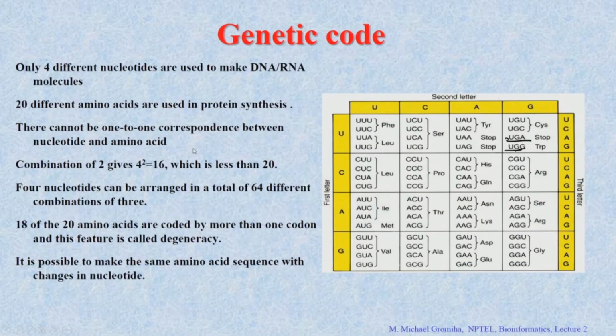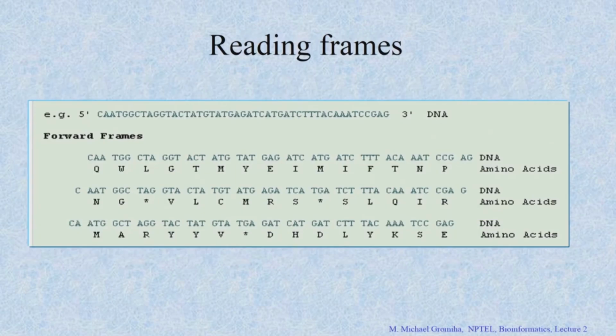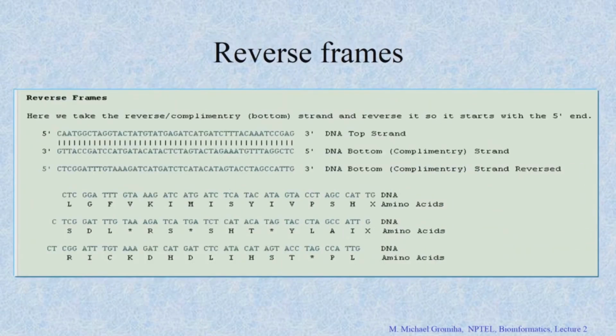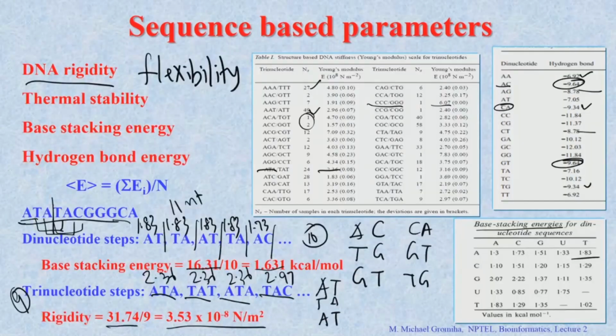Now, we have the transcription and the translation. So, you get the DNA sequence and the protein sequence, and then you have the 6 different frames, 3 forward frames and 3 reverse frames. Then we try to derive some structure and sequence based parameters. If it is available, then you can get it and use it for applications, to understand the functions. Fine.